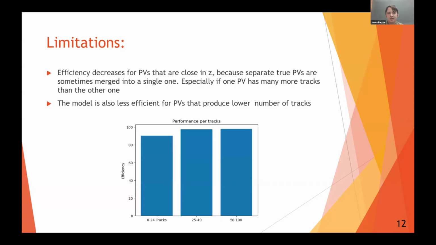I also want to touch upon some limitations of this approach. The efficiency tends to decrease slightly for PVs that are close to each other in the z-axis. This especially happens when one PV has more tracks than the other one, so the PV with 0 to 24 tracks gets absorbed into the one that has like 50 tracks. That's one of the limitations of this model. Also, the efficiency drops if the PVs have fewer tracks. So the model is great at determining PVs with a large number of tracks, but slightly worse at PVs that have a smaller number of tracks, as you can see here.